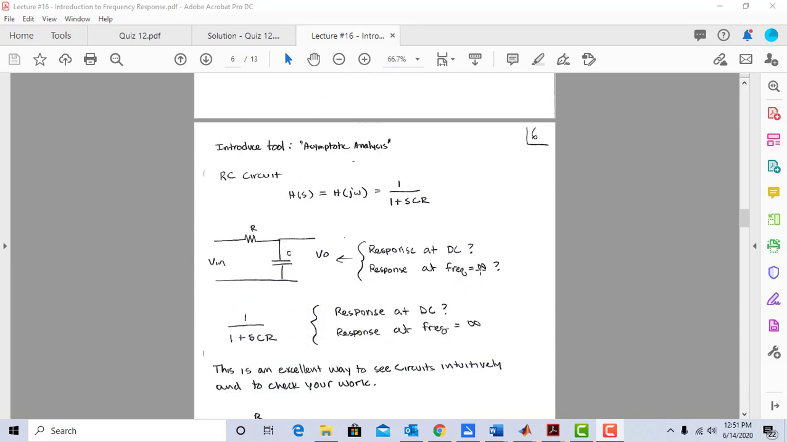At this point, I want to introduce the tool asymptotic analysis. This is one of the most useful things I ever learned. It's not really covered in our book, but it's absolutely covered in my class. And we're going to use it for our homework. We're going to use it like crazy in our lectures. We're going to use it on the quizzes. And you guys and ladies are going to use it in industry. Then you're going to thank me for it.